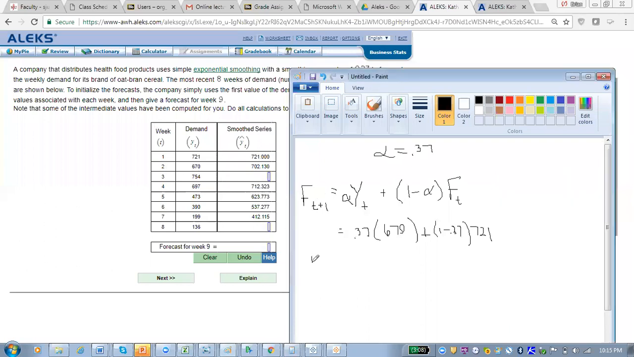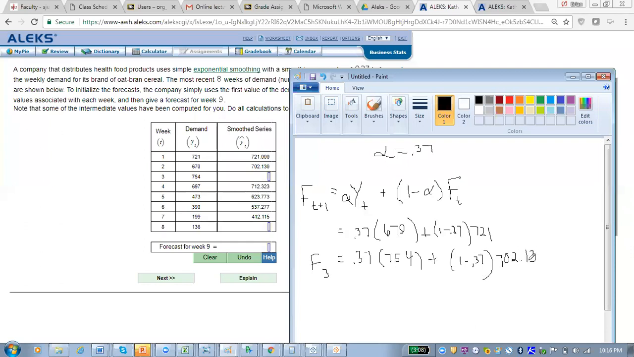So for time period 3, it's going to equal 0.37 times the 754, because that's y sub the time period, plus 1 minus 0.37 times what was predicted in the past period, which was the 702.13. Oh, okay, I have F sub t and Y sub t actually backwards. I apologize for that.